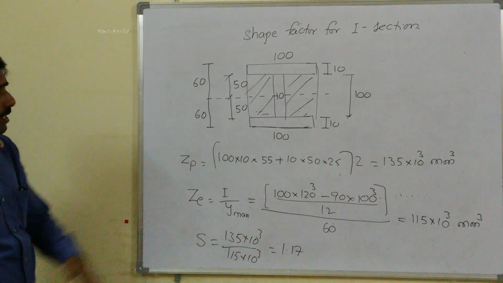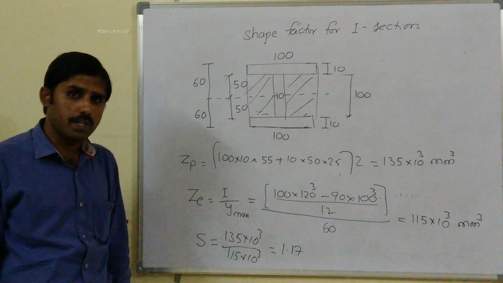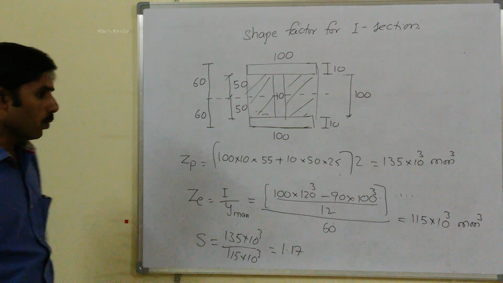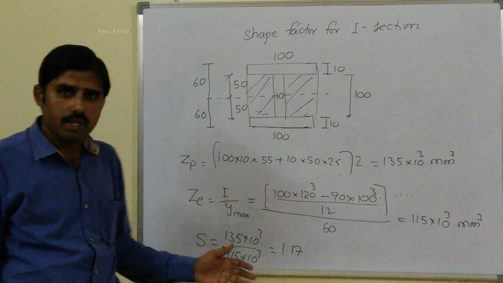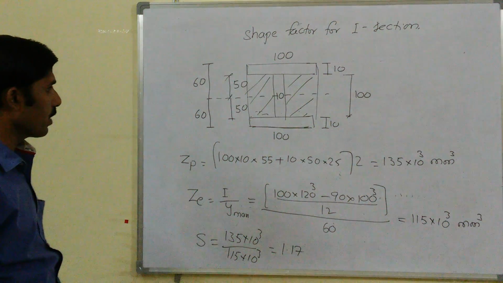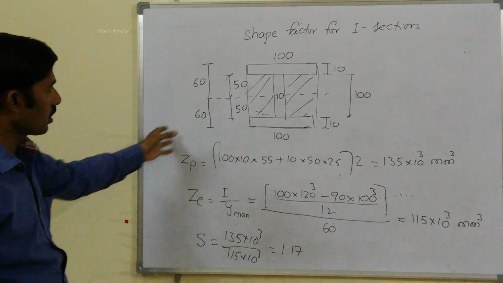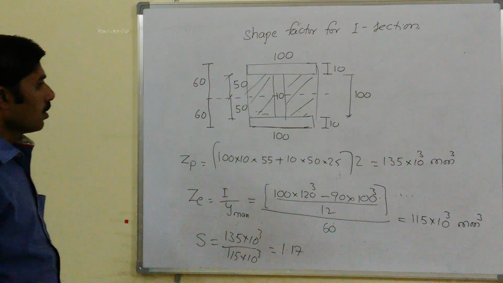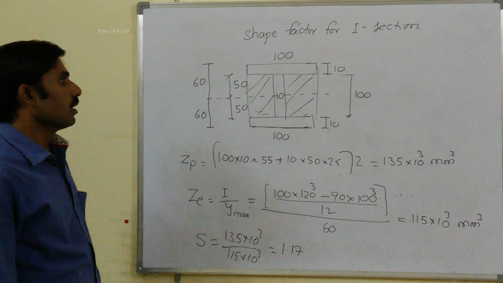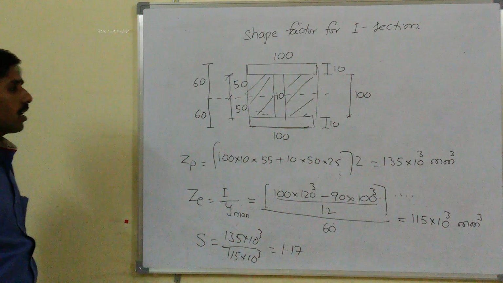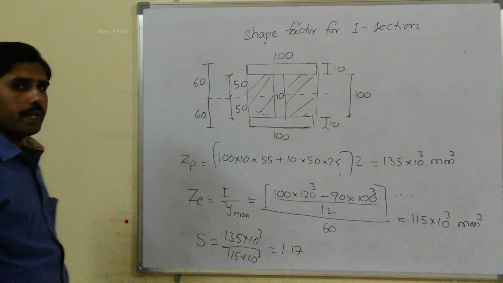So for the I section we got the least shape factor, 1.17. The highest is for the diamond section, 2. For the rectangular section we got 1.5, for the circular section 16 by 3 pi, which is around 1.6 something, and for the T section 1.8 something. So all 5 sections we have solved for the shape factor. So you can find the shape factor for any cross section. This will be very important in plastic analysis. We will see the physical importance also in some other lecture. So we'll meet in the next lecture. Okay.